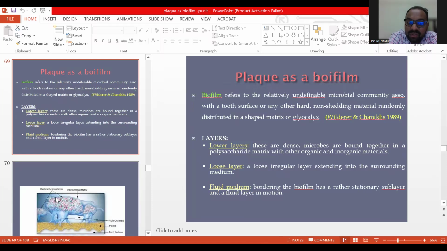What is meant by biofilm, and why is the biofilm called plaque? Biofilm is referred to as a relatively indefinable microbial community associated with the tooth surface or any other hard non-shedding material, randomly distributed in a shaped matrix or glycocalyx. This consists of three layers: the base layer, the loose layer, and the fluid medium. The base layer consists of dense microbes bound together in a polysaccharide matrix with other organic and inorganic materials, and the loose layer is an irregular layer extending into the surrounding medium, which consists of a fluid medium bordering the biofilm.